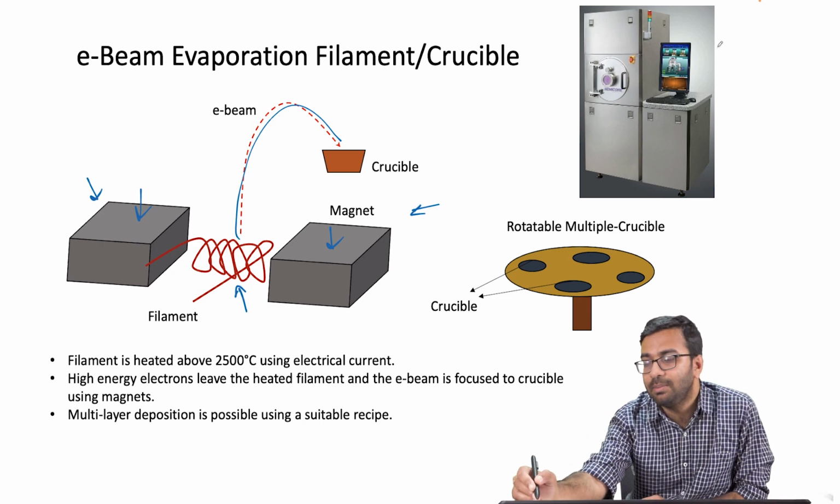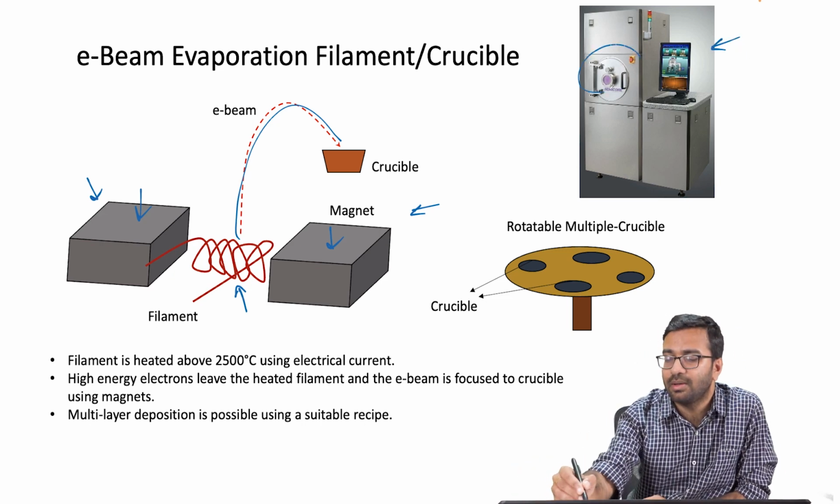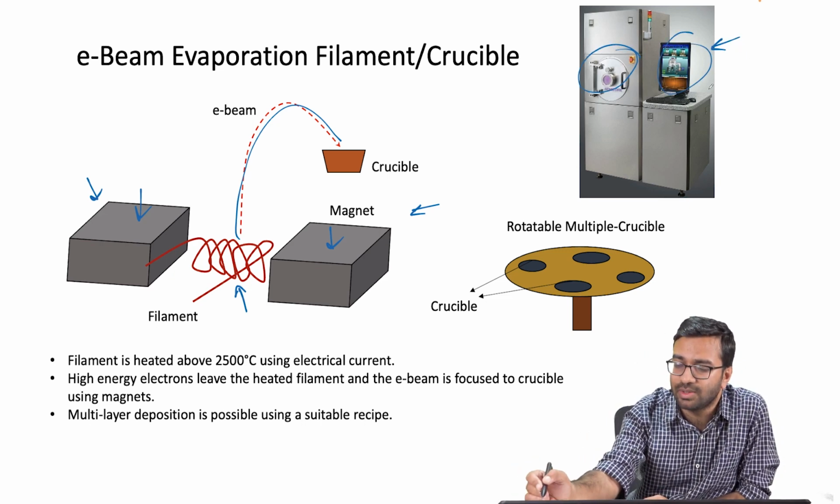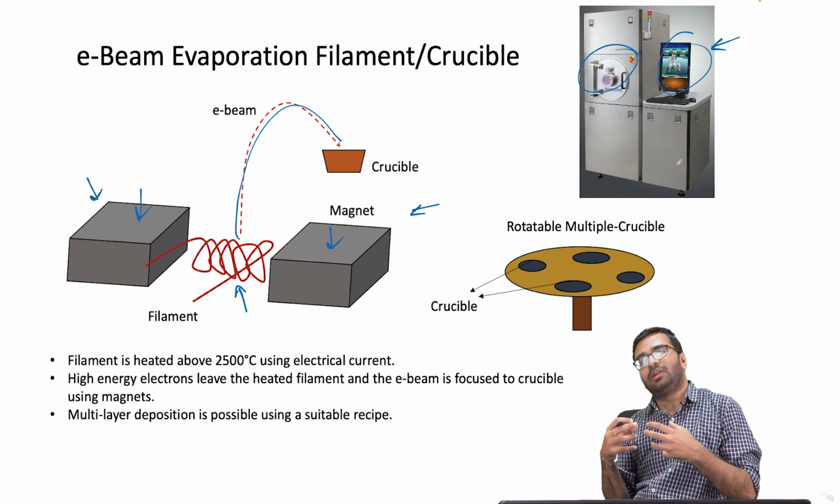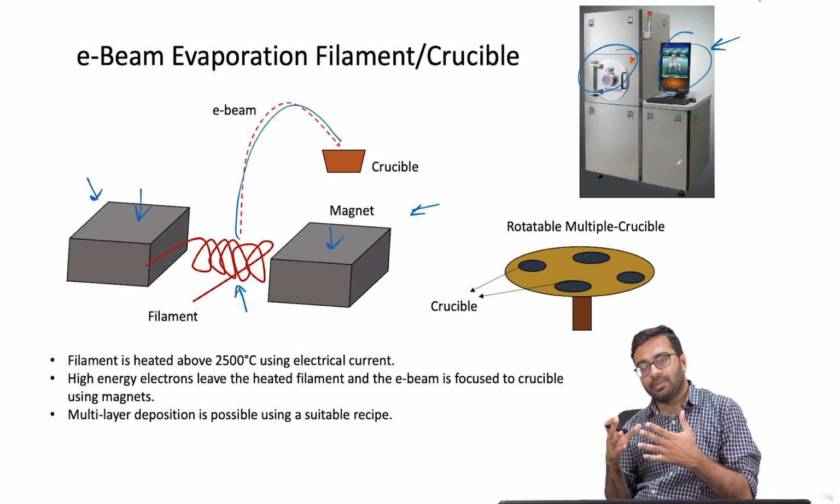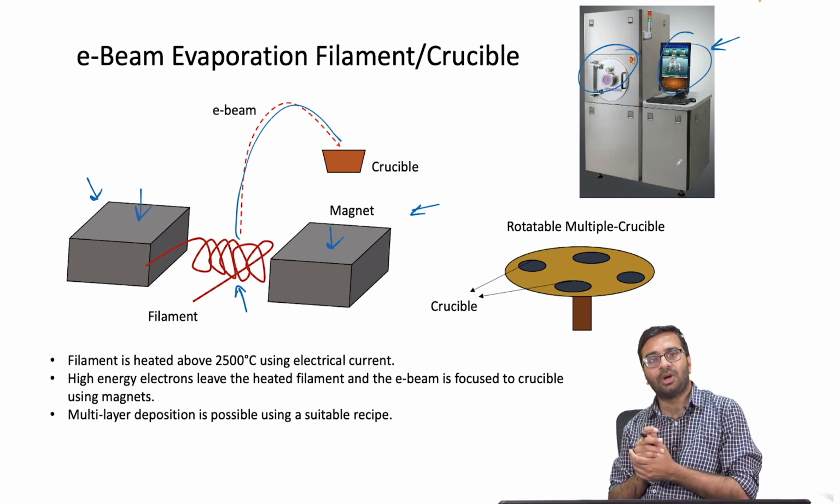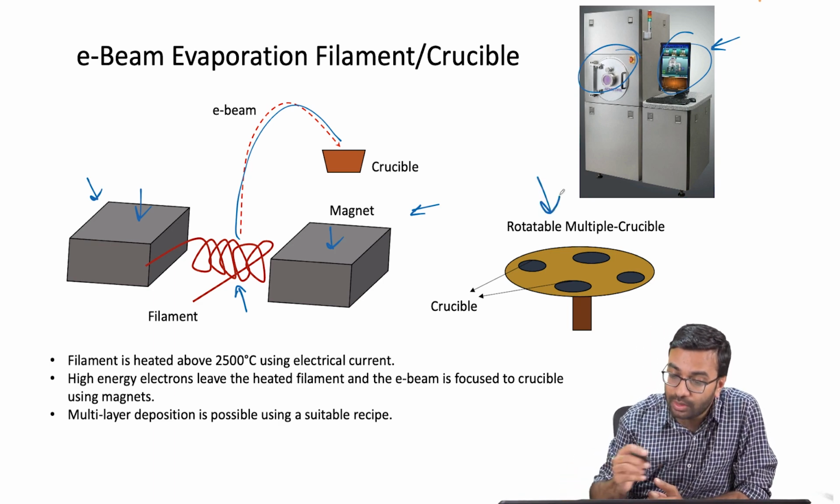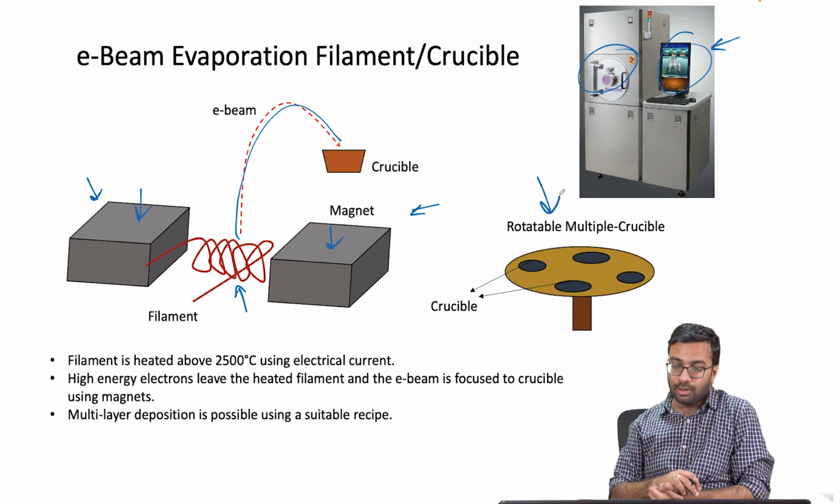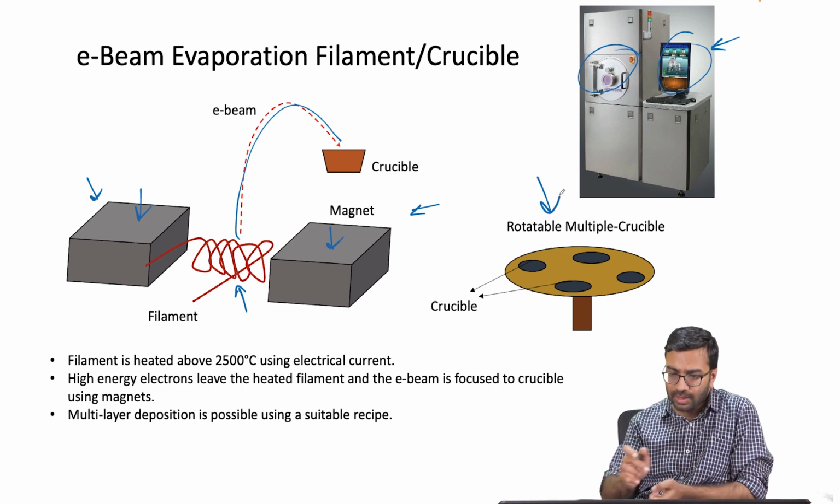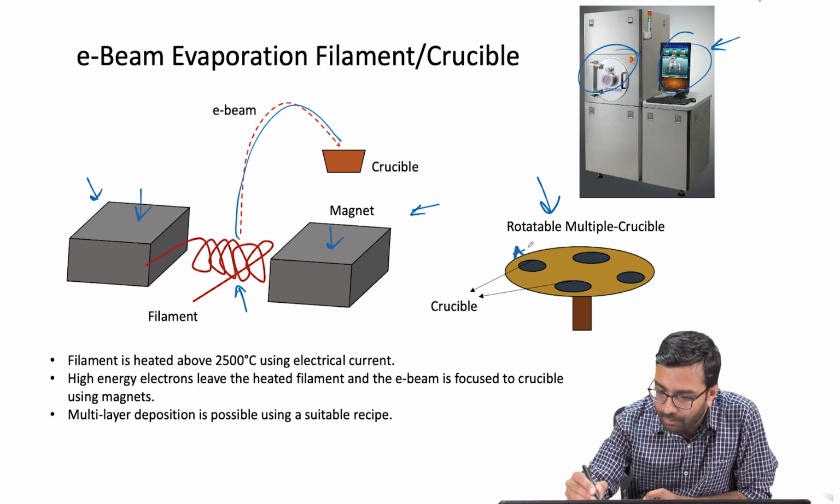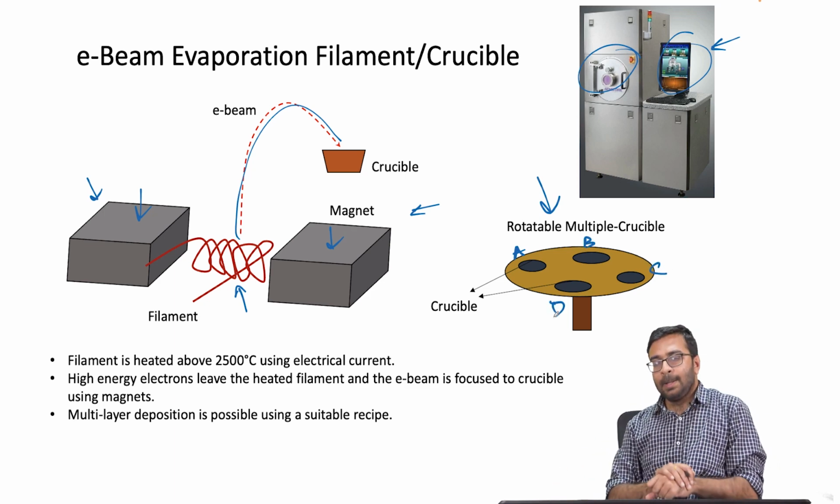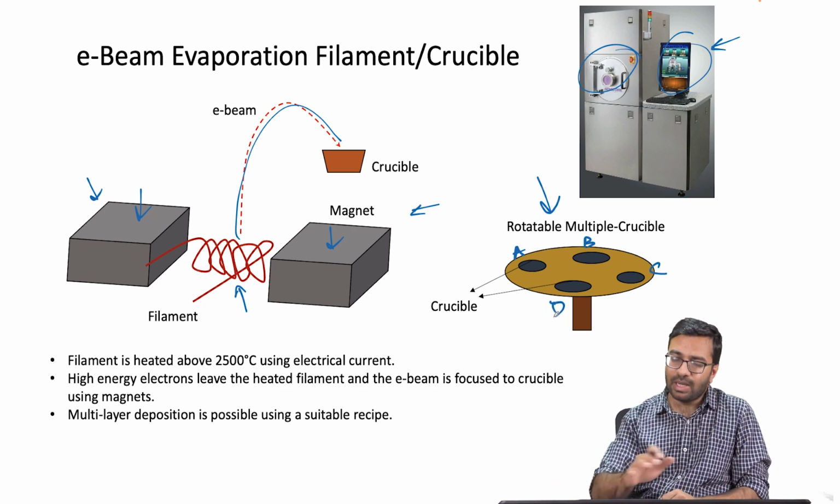And this is an image of an e-beam process where this is the chamber. You have a system also where you can fit or decide the recipe of a certain deposition, and then you can also keep a rotatable set of multiple crucibles where all these crucibles will have different materials, say A, B, C, D, something like that. Now the advantage of that I already have said.